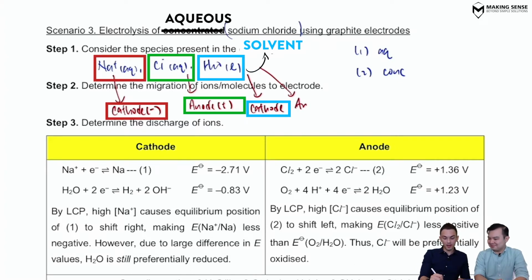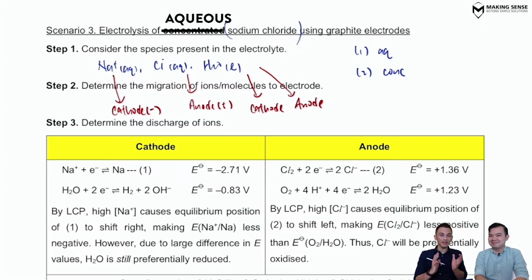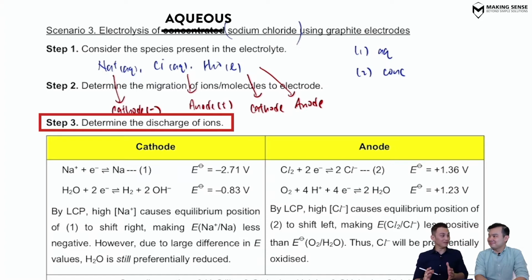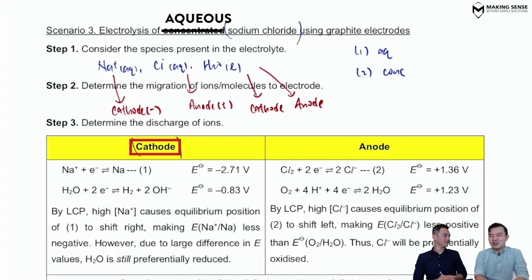After we have done this, you know that different species will move towards different terminals. The next thing we're going to do is focus on the individual terminals. So at the cathode, can you tell us what's going to happen? At the cathode, there are going to be two species.